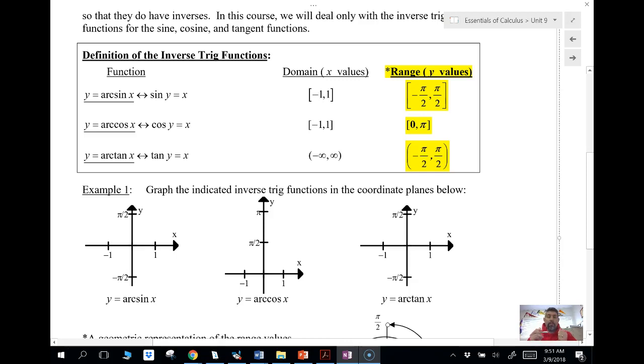All right, so basically here, the domain for the inverses are -1 to 1. The range values are -π/2 to π/2. So those are the y values. So of course we switch them, and that would be the domain and the range for the inverse function. Okay, so these are the domain and the ranges for our inverse functions now.